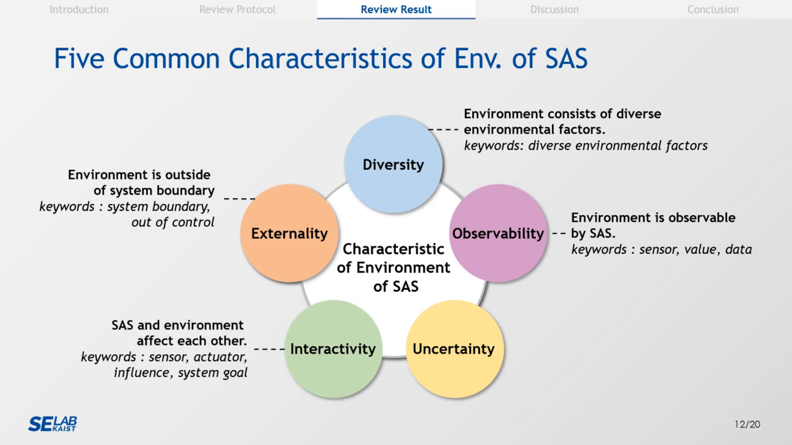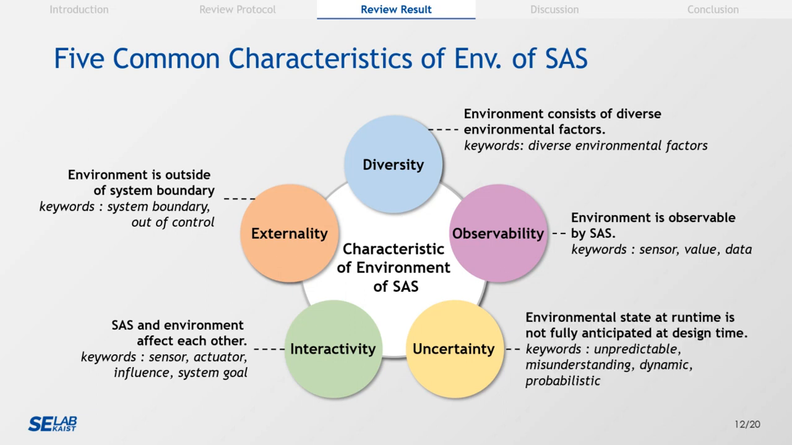Fourth one is interactivity. If environment does not interact with the system or does not affect the system, it doesn't need to be considered for adaptation. Environment affects decision making of self-adaptive system and its goal. And the self-adaptive system, again, affects the environment and triggers the changes of the environmental state.